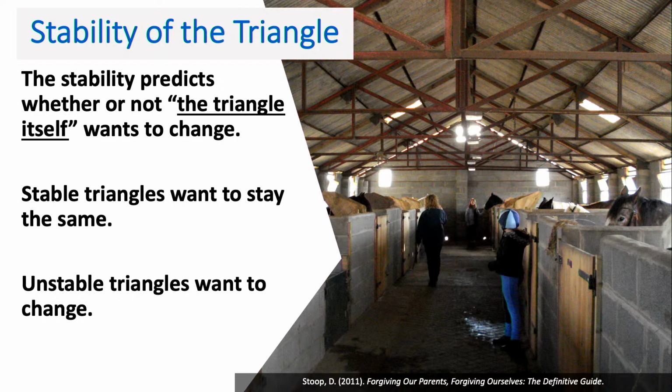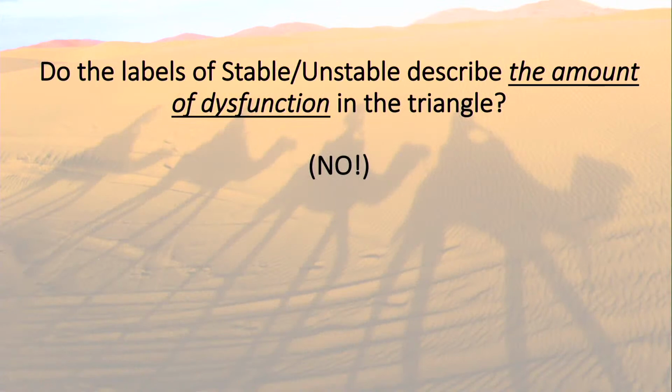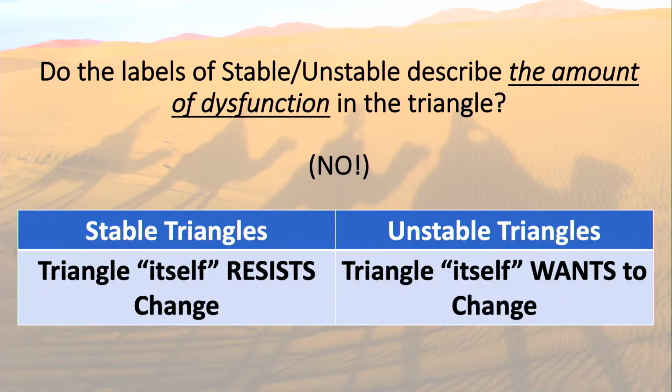And if you can understand this, awesome. If you don't understand it, that's okay. We're going to be going over this over and over and over the next hour. So, do the labels of stable or unstable describe the amount of dysfunction in the triangle? No. Stable or unstable is just talking about whether or not triangles are wanting to change or resistant to change. It doesn't mean they can't change or they're going to change. It just means they're more inclined to change or they're more resistant to change.